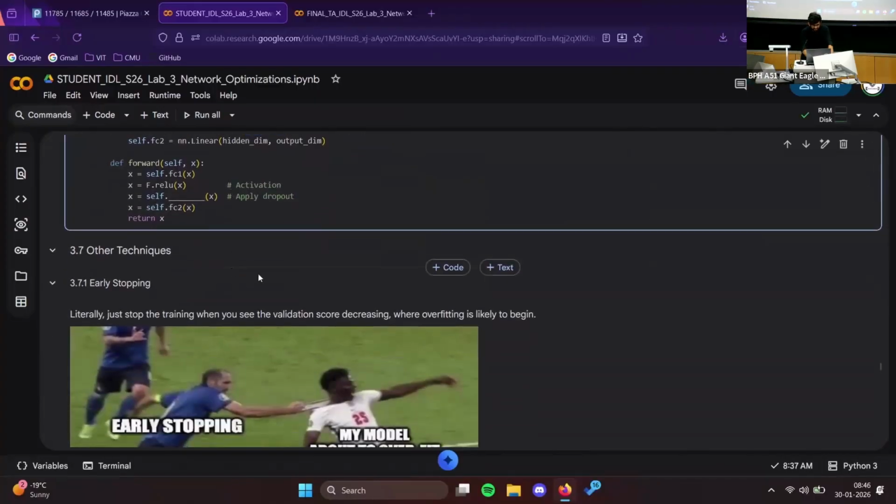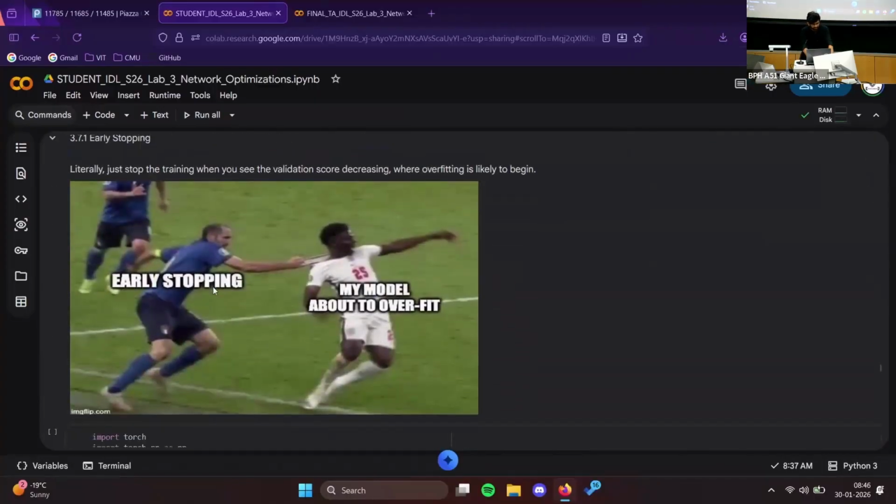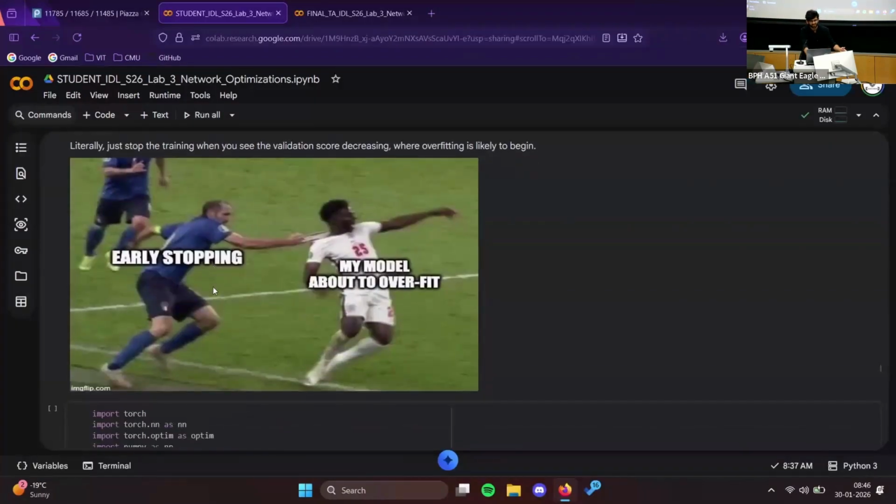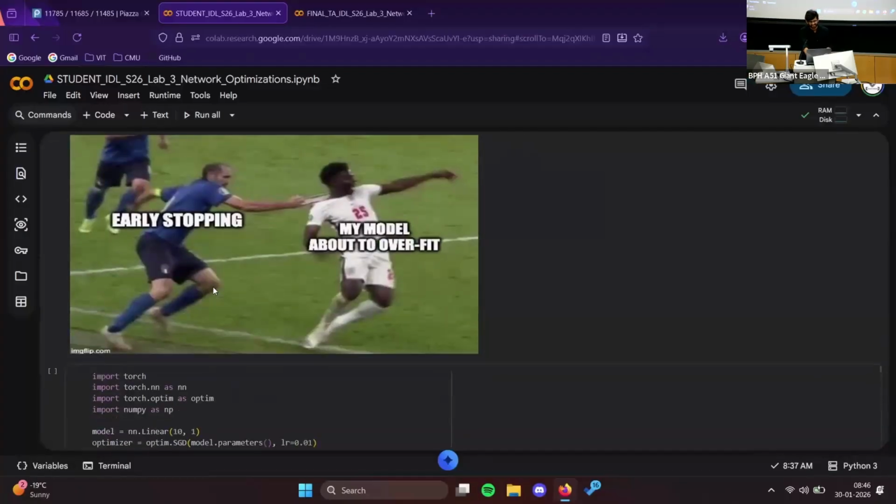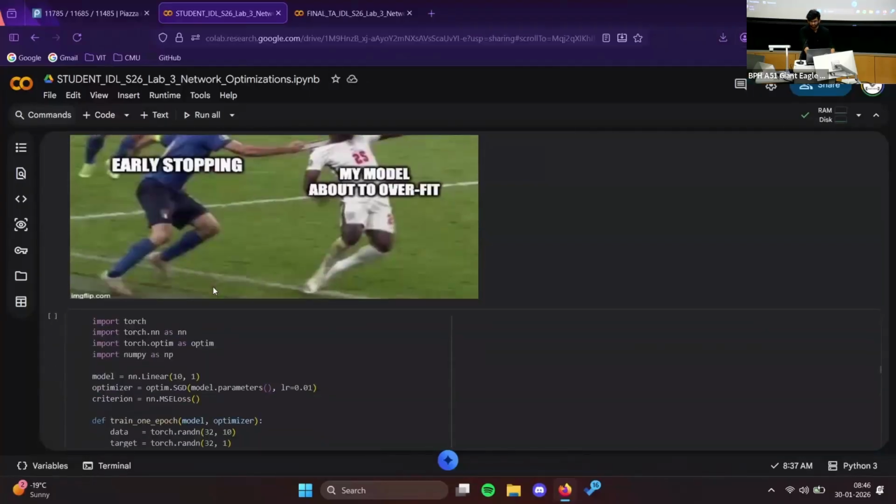Other techniques include early stopping. Early stopping, as the name says, means we stop the model before it overfits. But the main question is, how do we tell if the model is overfitting or not? One way to tell is that when the train accuracy increases but the val accuracy decreases, the model is starting to overfit. But I can't just say it based on one epoch, because it can be random or a coincidence.